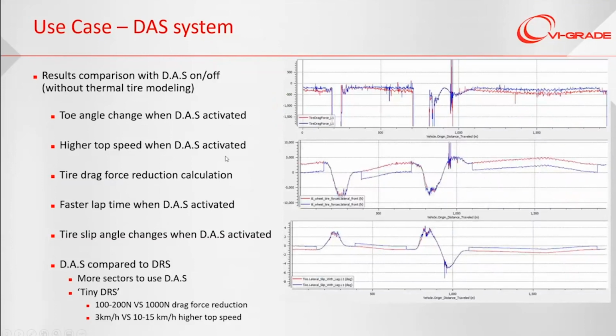Here we also make a simple calculation about the tire drag force to consider the combined influence of the lateral force and the longitudinal force. So if the DAS is activated, then the tire slip angle is reduced. And of course, the lateral force on the straight line will be decreased very significantly. But finally, the tire drag force has also decreased, but not by much.